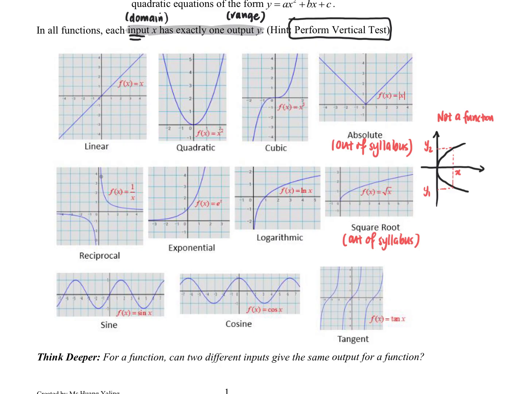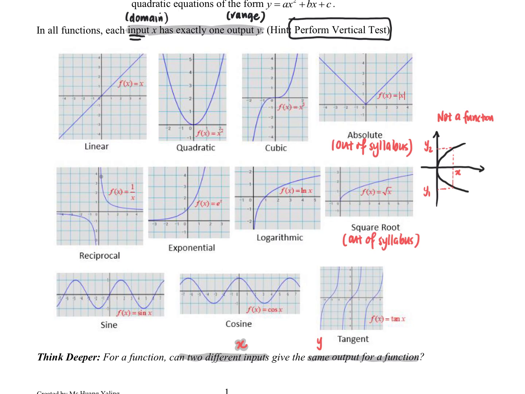Okay, but one question for you all to ponder over. Can I have two different inputs, that means two different x values, that gives me the same output? Can I have that for functions? Can or cannot? I put in this x value, it gives me this y. I put in another x value, it gives me the same y. Can I have that? Can, because it's still one x value gives me one y. It doesn't matter whether the y value is the same or not.